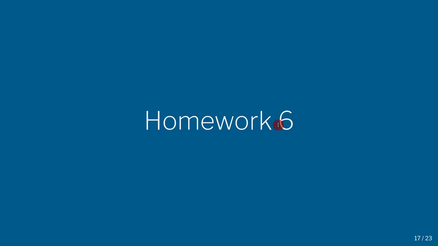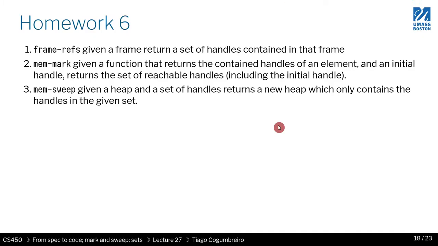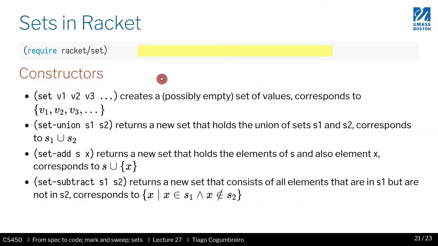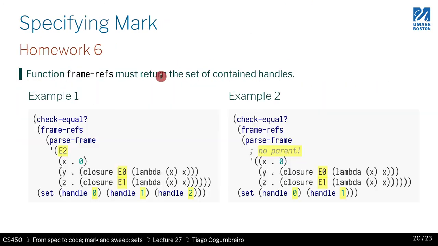Okay, so let's dive into a bit of homework 6. In homework 6, you are given three exercises. You're given an exercise where you have frame refs, mem mark, and mem sweep. You have to implement all these three. So frame refs, given a frame, returns the set of handles that are contained in the frame. I'll give you an example.